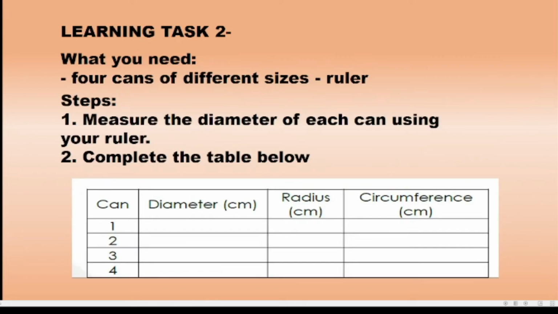So for our learning task number 2, what you need: 4 cans of different sizes, ruler. So steps: first, measure the diameter of each can using your ruler. Number 2, complete the table below. From can 1, 2, 3, and 4, you will get the diameter of it. Then you may also get the radius of it in cm. And you will solve the circumference of it in cm also.